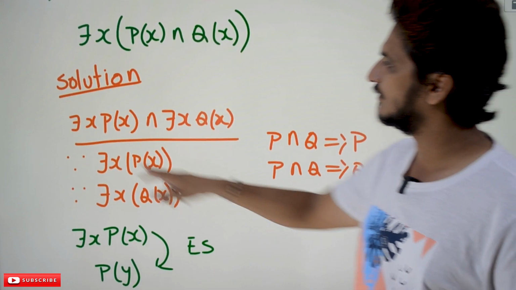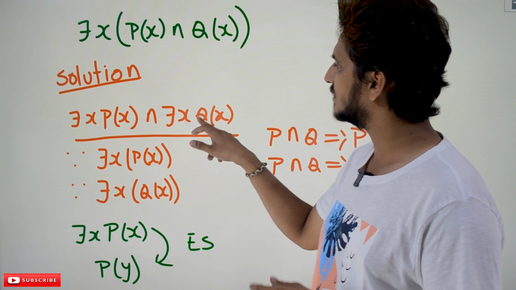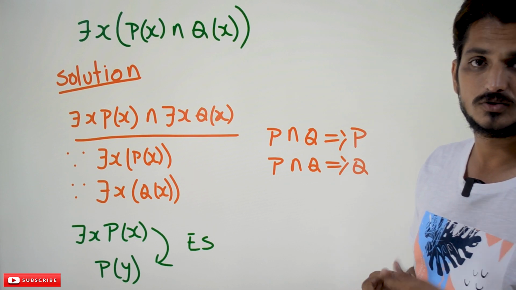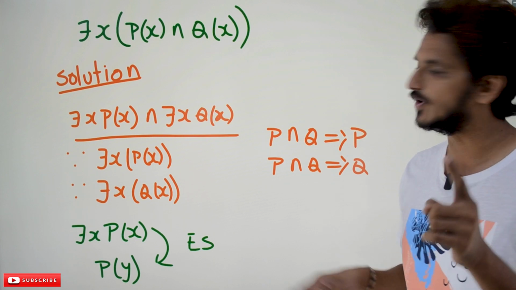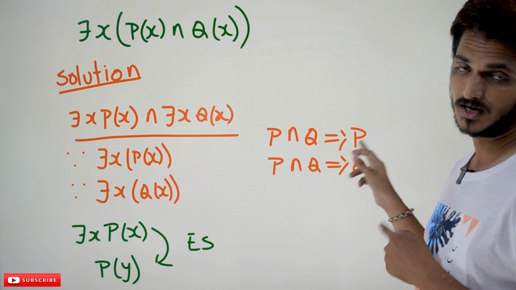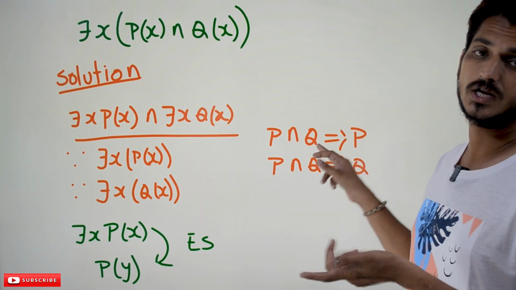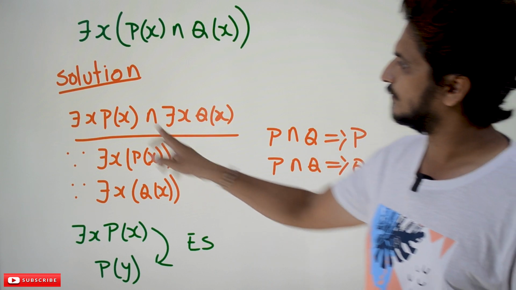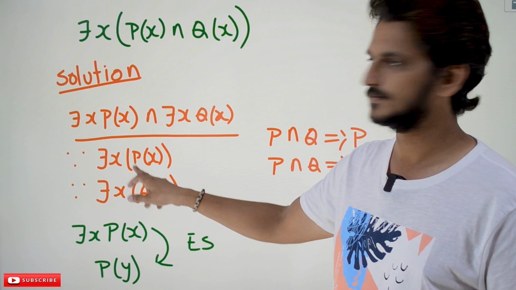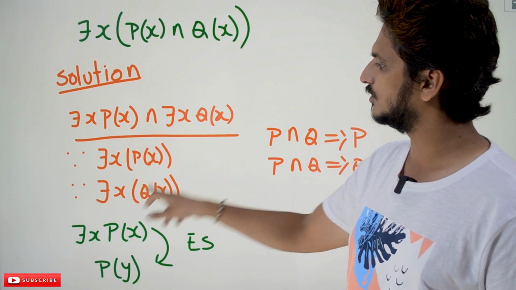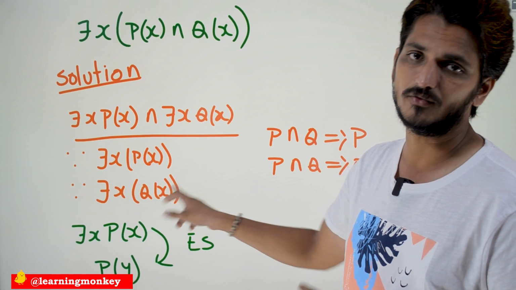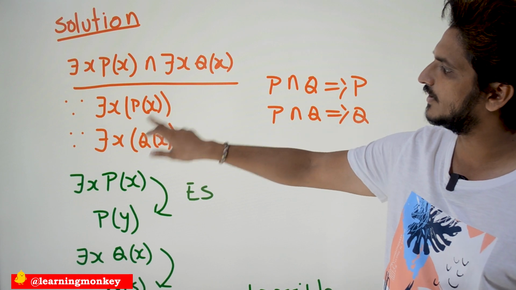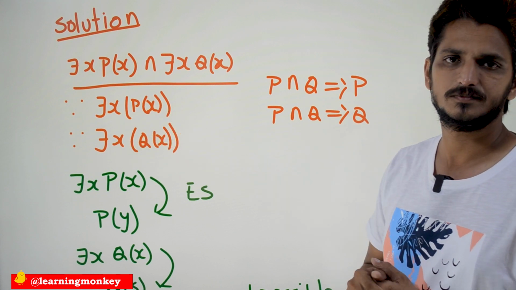The premises are given as there exists x p of x and there exists x q of x. This is in the form of P and Q. From our inference formula I1, P and Q tautologically implies P, and similarly P and Q implies Q. So P and Q gives us P, there exists x p of x, and it gives us Q, there exists x q of x. So from this we concluded there exists x p of x and there exists x q of x.